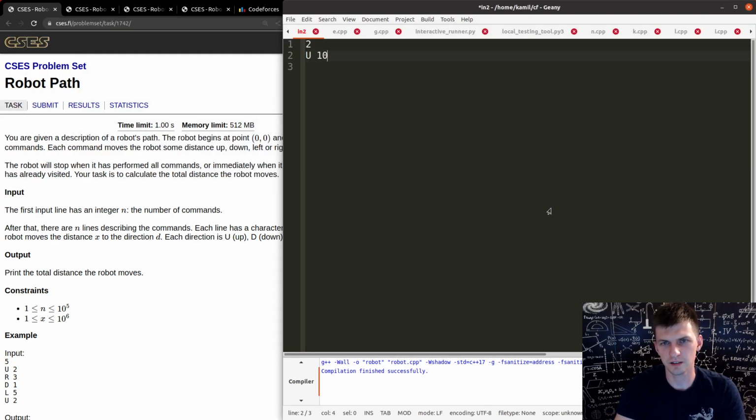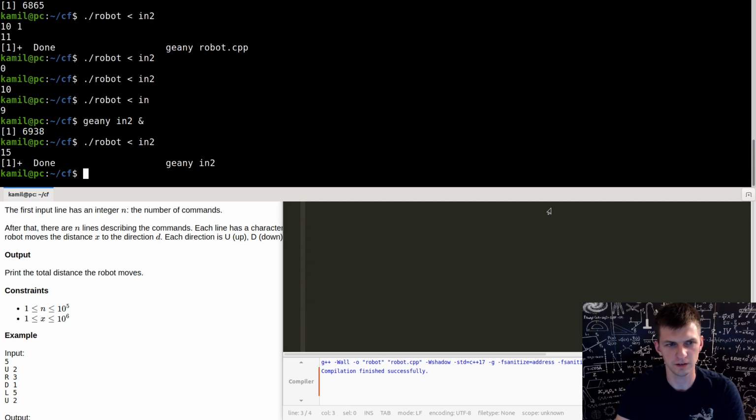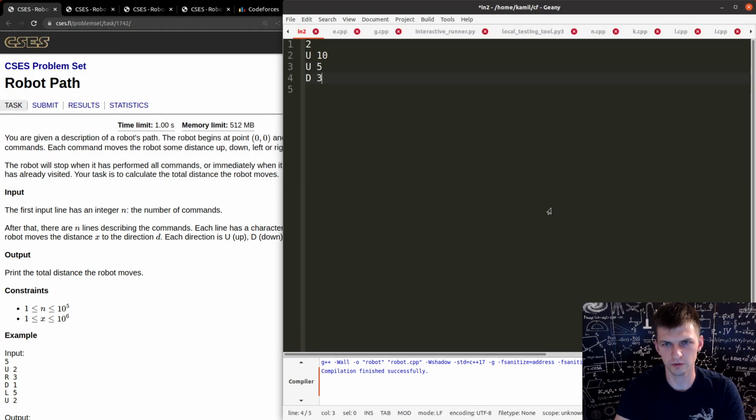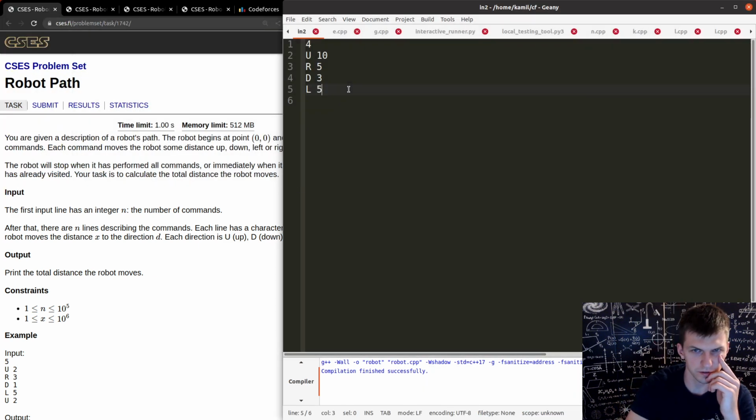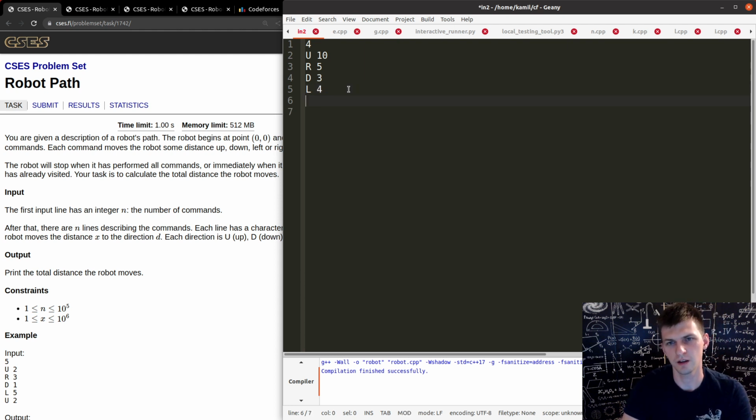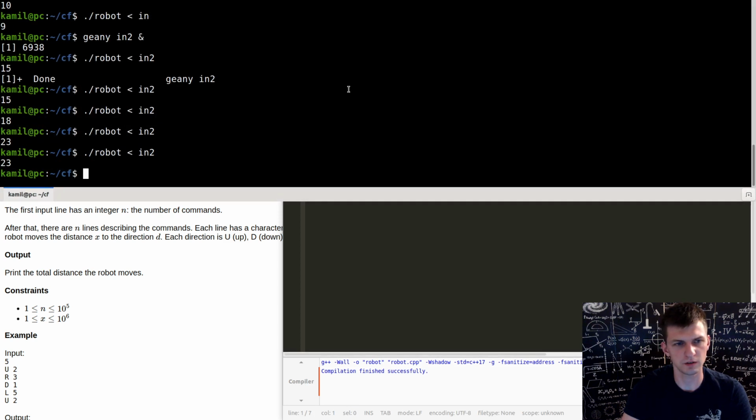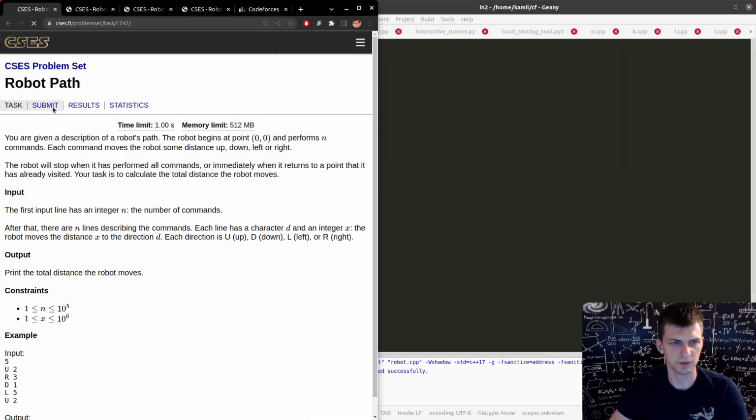If it's up 10, up 5, 15, down 3, 15, correct. If now I do something like that, then everything should be fine, obviously. Now left 3, left 5. Now everything but this last one. 18 plus 4, 22. 23, that's wrong. No, that's okay, because the last one is included. If I do something like that, it should be included as well. Yep. Okay, let's submit this.